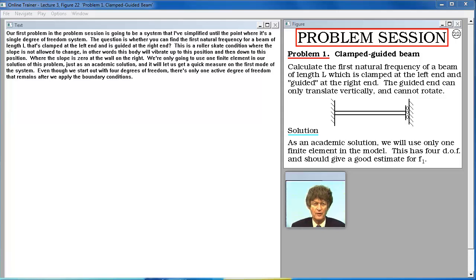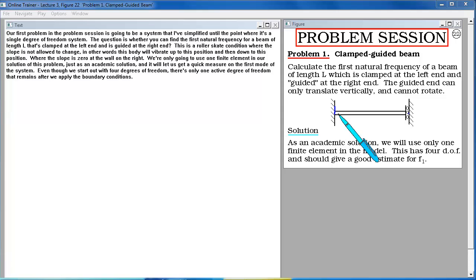Our first problem in the problem session is going to be a system that I've simplified until the point where it's a single degree of freedom system. The question is whether you can find the first natural frequency for a beam of length L that's clamped at the left end and is guided at the right end. This is a roller skate condition where the slope is not allowed to change.